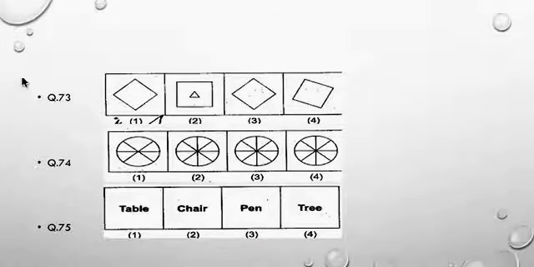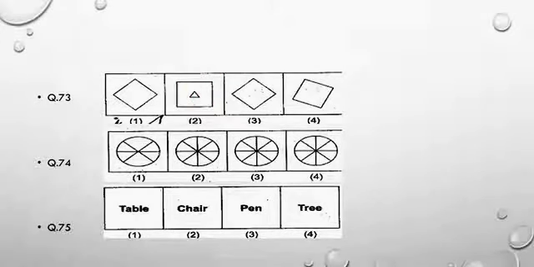In question number 73, there are four options given. In the first option there is one figure. In case of problem figure 2, there are two figures. In case of problem figure 3, there is one figure. In case of problem figure 4, there is one figure. So option 2 has got two designs. So answer for question number 73 is 2.